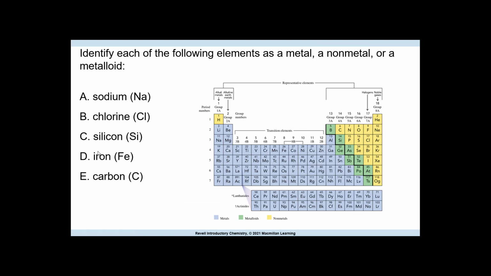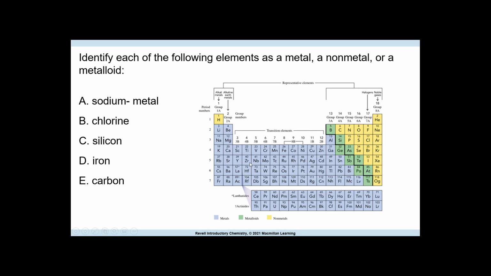All right, so let's do some more. I didn't have access to the homework, but I pulled some of my old slides. Identify each of the following elements as a metal, nonmetal, or metalloid. So sodium, let's look for sodium. It's here. It's blue, and it's on the left side of the periodic table. So I'm going to just jump ahead, and it is a metal.